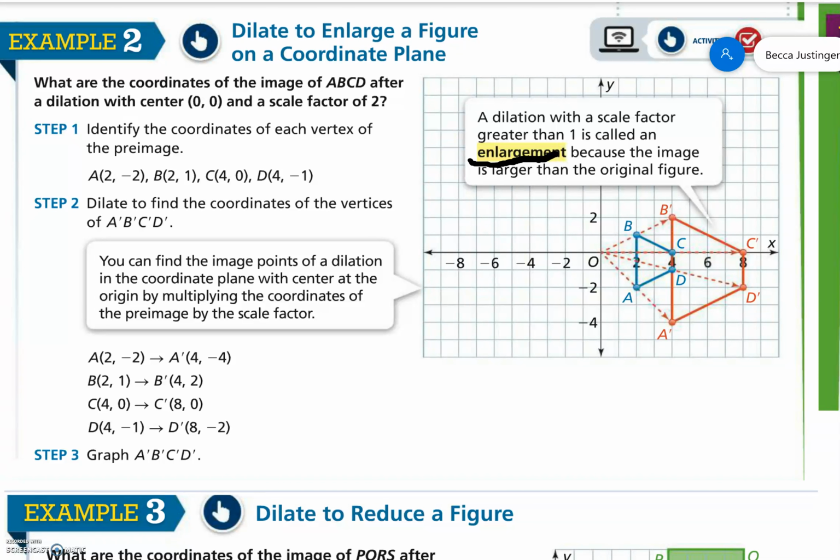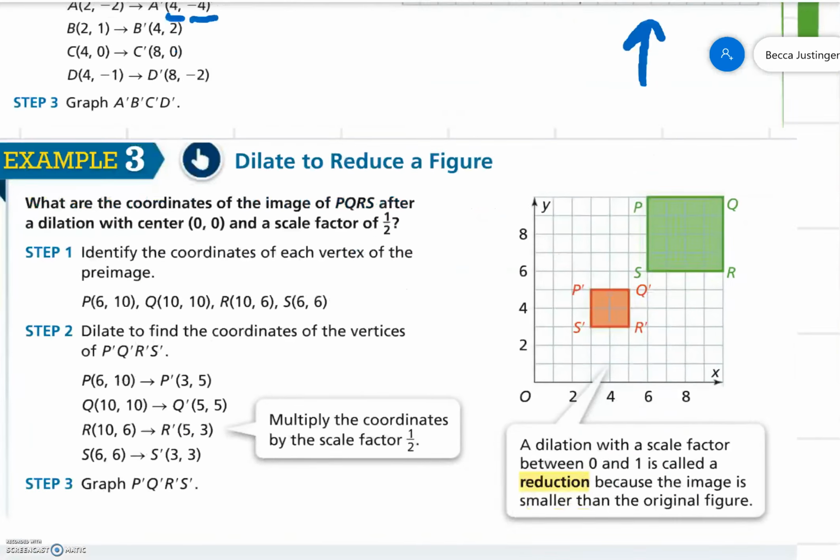So you identify the coordinates of each vertex of the pre-image, and then you can find the image points of the dilation in the coordinate plane with the center at the origin by multiplying the coordinates of the pre-image by the scale factor. So here, 2, negative 2, multiplied by the scale factor of 2. 2 times 2 is 4. Negative 2 times 2 is negative 4. So the whole time, you're just multiplying x and y by the scale factor. And then you can see it. Same shape, just a different size, different coordinates.